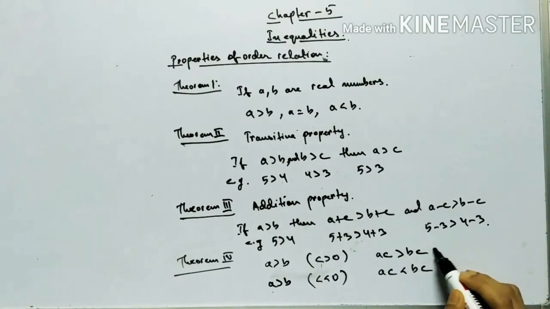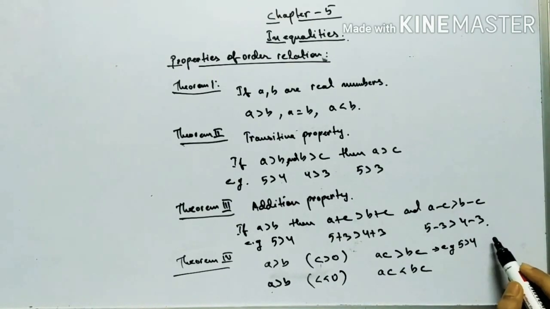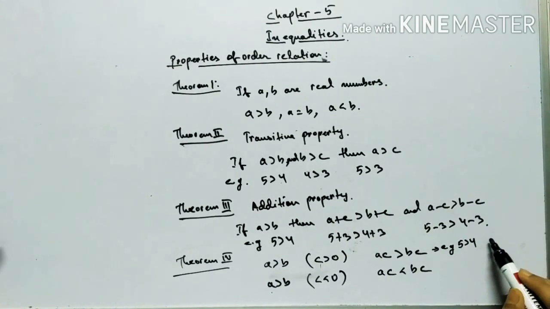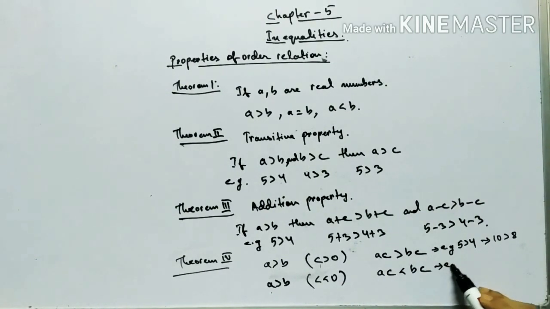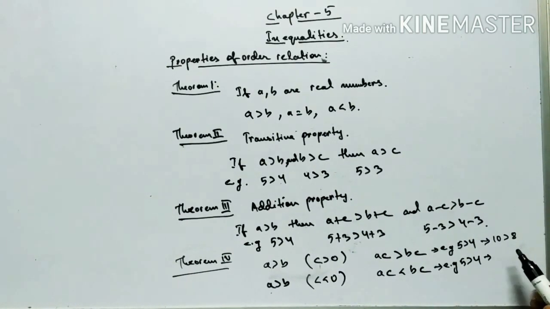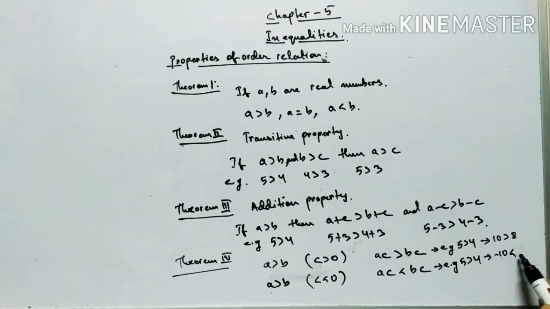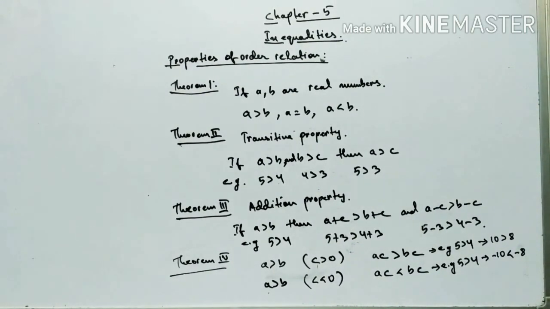Understand? I am giving an example here. You see, 5 is greater than 4. Let's take a positive number, let's take 2. If you multiply both sides by 2, it will be 10 greater than 8. Understand? And 5 is greater than 4. If you take a negative number, let's take minus 2, and multiply, you will get minus 10, and it will be less than minus 8.